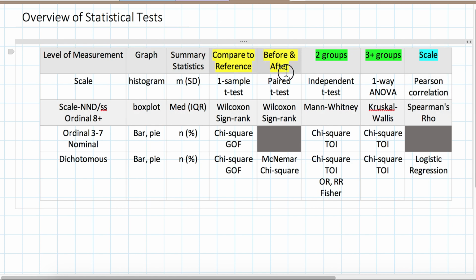Remember that I've intentionally arranged this table so that it would be easy to see how certain things are very similar to each other. All of this top row is considered our parametric tests because they all have a scale outcome variable. As soon as you have a dichotomous outcome variable, then you would be limited to doing things that are on this bottom row. So hopefully this can help you make those kinds of decisions as you're going through and answering research questions.